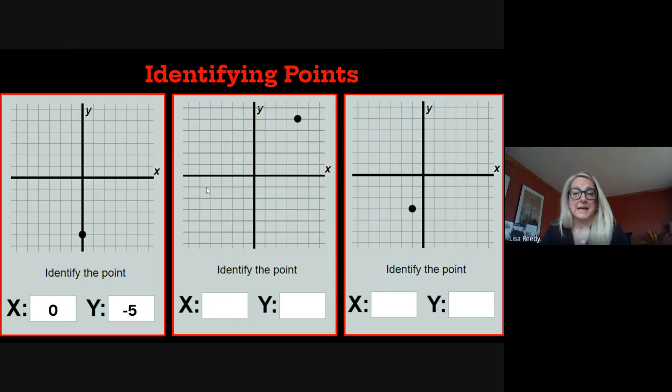Now, the second one is not on an axis, it is in a quadrant, so you know that both of them are going to be numbers. So when I start here at the origin, I'm first looking if I'm going right or left, and in this case, I'm going to the right: 1, 2, 3, 4. And since I went to the right 4, it's a positive 4. And then for my y-axis, I went 1, 2, 3, 4, 5 up. Since I went up, it's a positive 5. So the ordered pair would be 4, 5. Okay, why don't you try this one out?